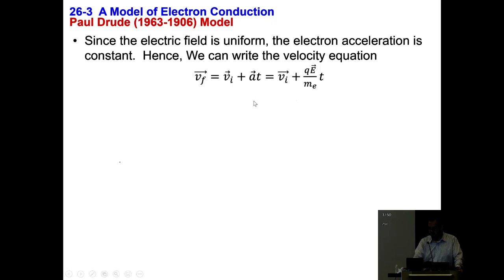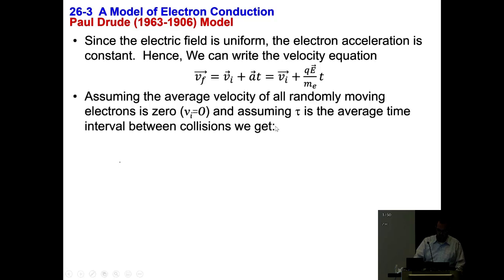We said initially the free electrons have a zero average velocity because they are moving in all directions randomly, so that's what we will assume. So we assume the average velocity of the randomly moving electrons is zero, and now we can rewrite the equation. The average of the final velocity, which is Vd, is equal to QE, the charge of the electron times the electric field, divided by the mass of the electron, times the time t. And now we're using tau instead of t because we are interested in the average velocity between collisions of the electrons, between one collision and the next.